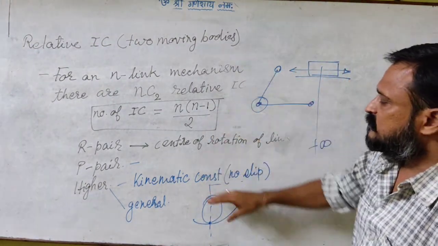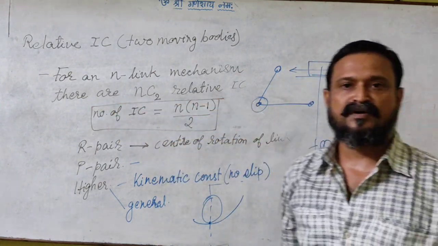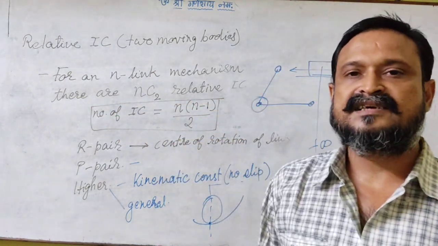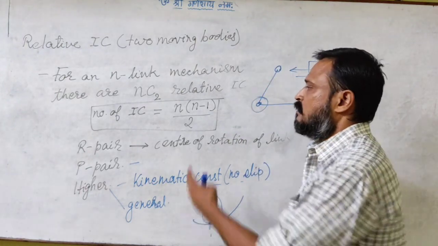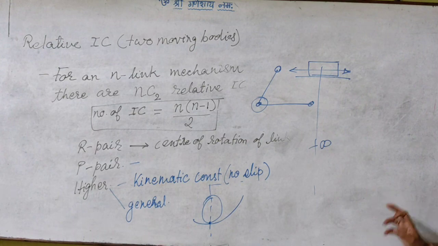So that is how we can determine the number of instantaneous centers, as well as make out where these instantaneous centers are lying.